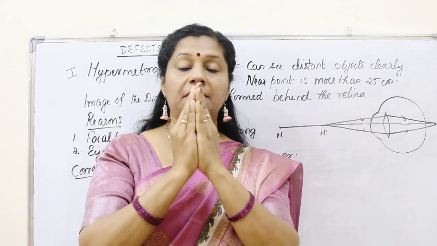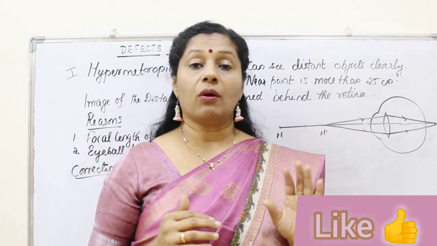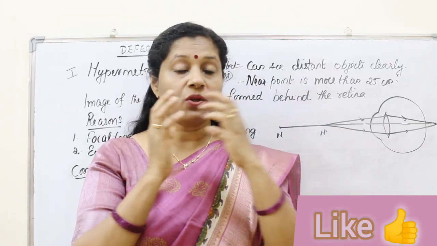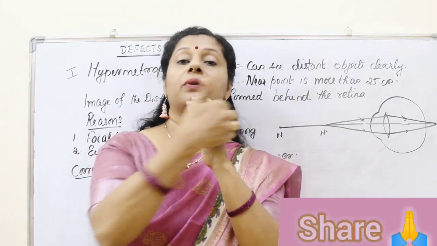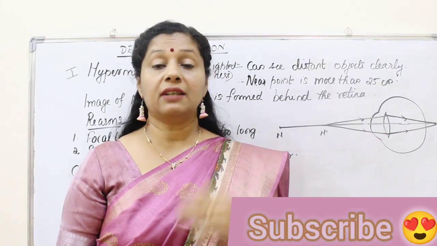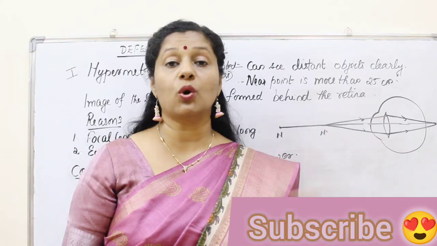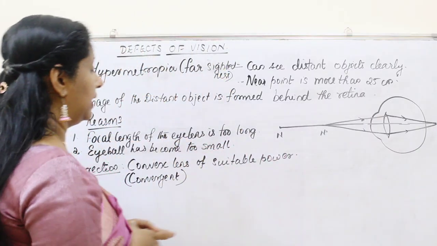Thin means what? Focal length is more, and so the image is falling there. Or the eyeball is short. With a normal eyeball the image could have fallen on the retina, but the eyeball is short, so it is going beyond that. So two reasons are there: either the lens is thin, so that focal length is more, or the eyeball is very short or very small.